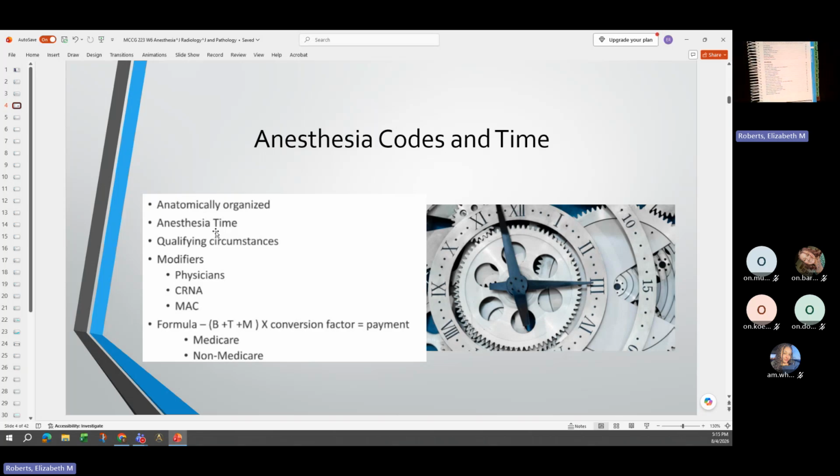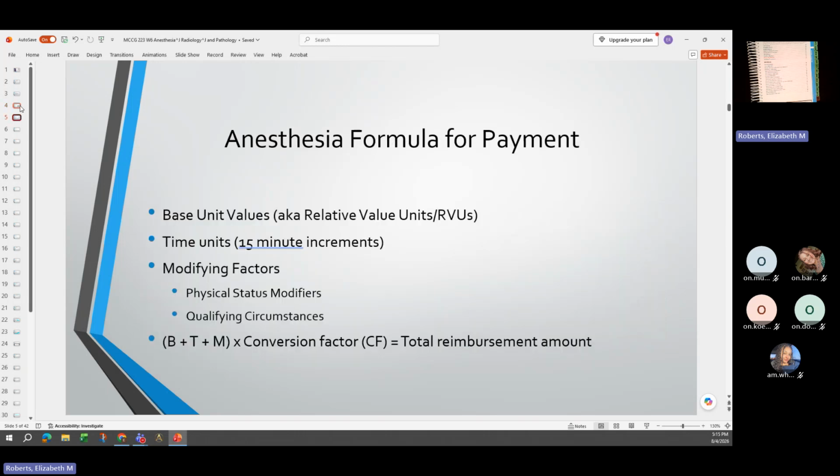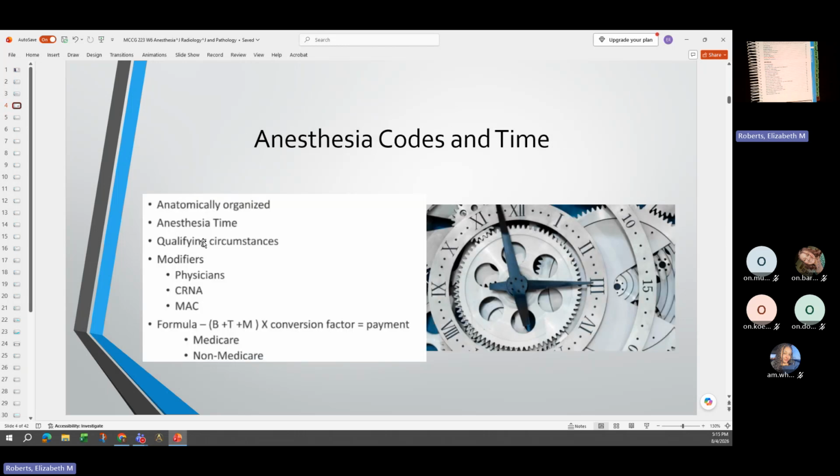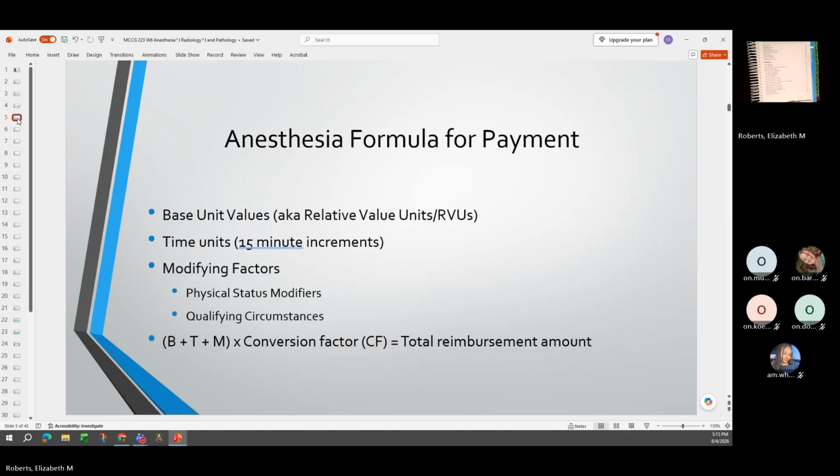Let's talk a little bit about anesthesia time. We're going to talk about anesthesia time, qualifying circumstances, and modifiers. We talked about our CRNA modifiers and MAC modifiers. We talked about some of the modifiers, but we have a few more to look at. And then the formula for payment.